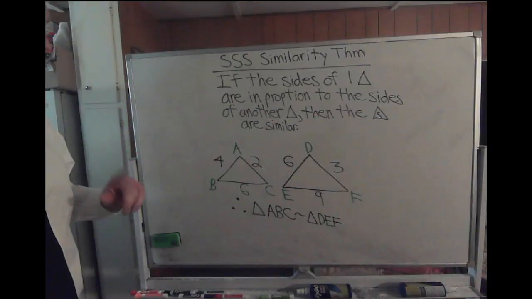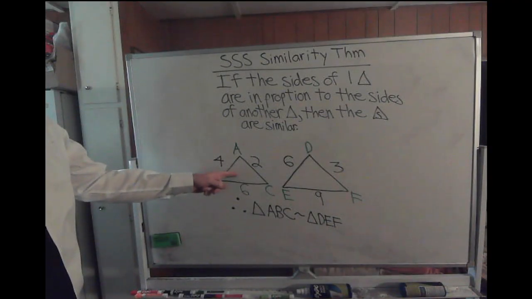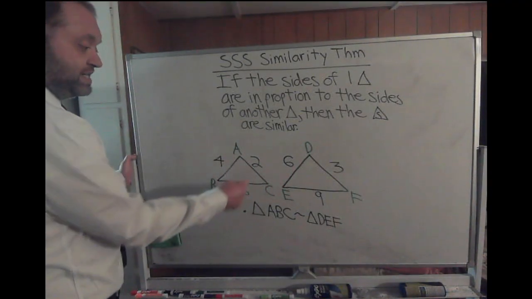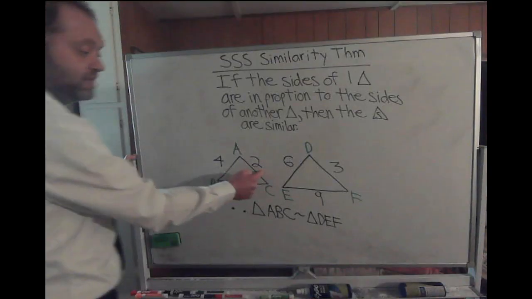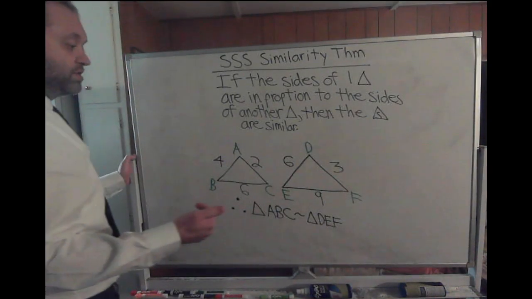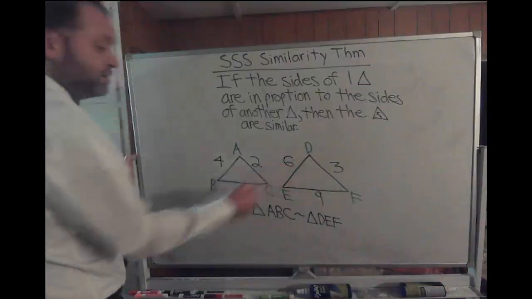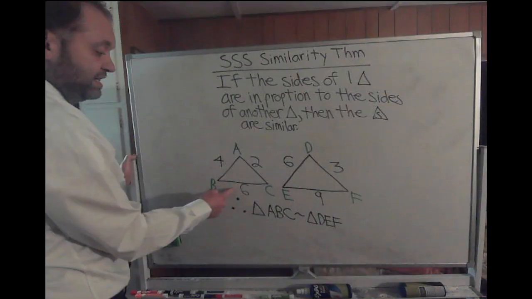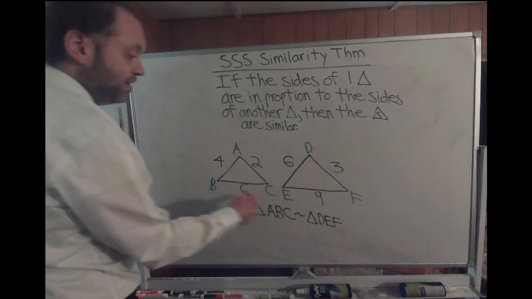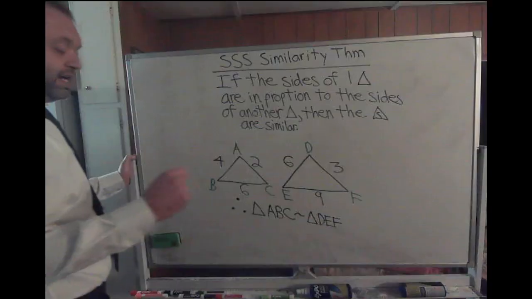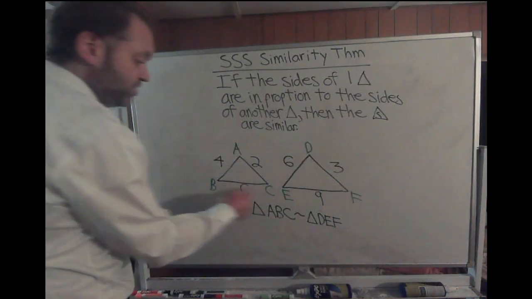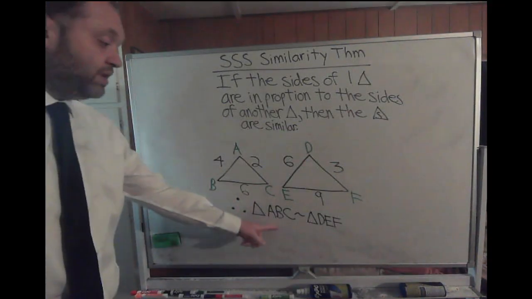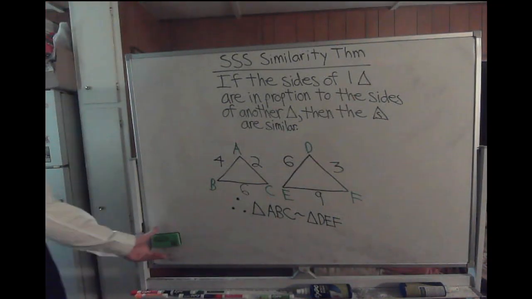But anyway, to illustrate this theorem, again, we have triangles ABC and DEF. I've kept the lengths the same. If we take AC to DF, we have the ratio 2 to 3, which would be our scale factor. If you take AB to DE, you have 4 to 6, which is also 2 to 3. Then if I take the corresponding side of ABC, which would be side BC, and compare it to the corresponding side of the other triangle, EF, I would have the ratio 6 to 9, which would also give me a ratio of 2 to 3. So therefore, triangle ABC is similar to triangle DEF.